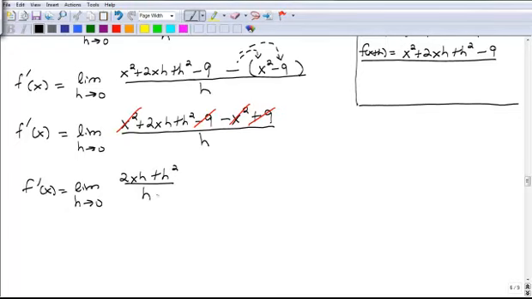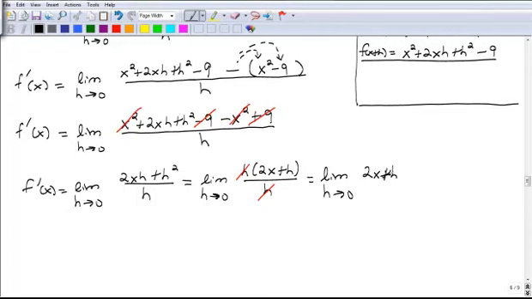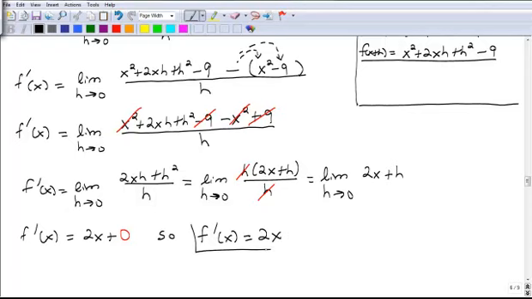Now I can cancel that h on the bottom because I can factor an h out of the top. The limit as h goes to 0 of h times 2x plus h over h. The h's will cancel. That's the limit as h goes to 0 of 2x plus h. I can find that limit now because I can plug in 0 for h, because I canceled it out of the denominator. And so my derivative here becomes 2x plus 0, which is just 2x. That's the slope of the tangent line.